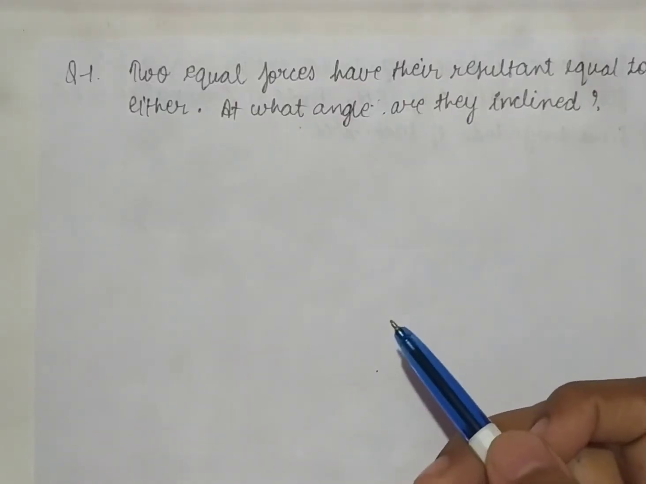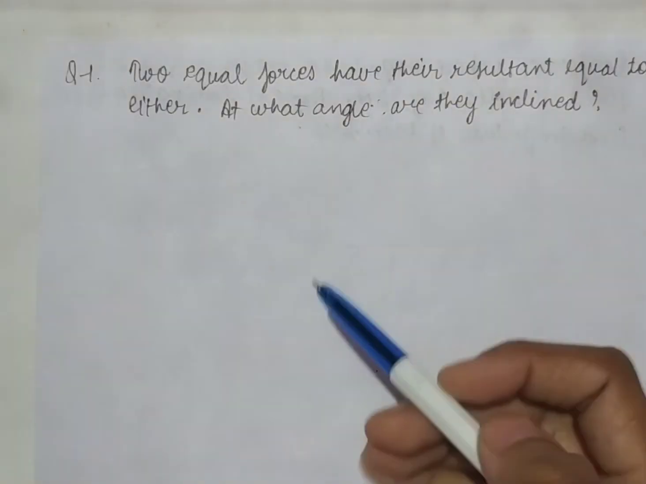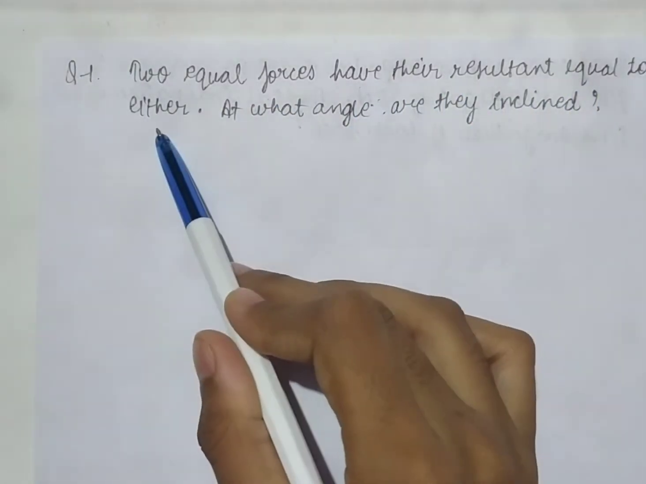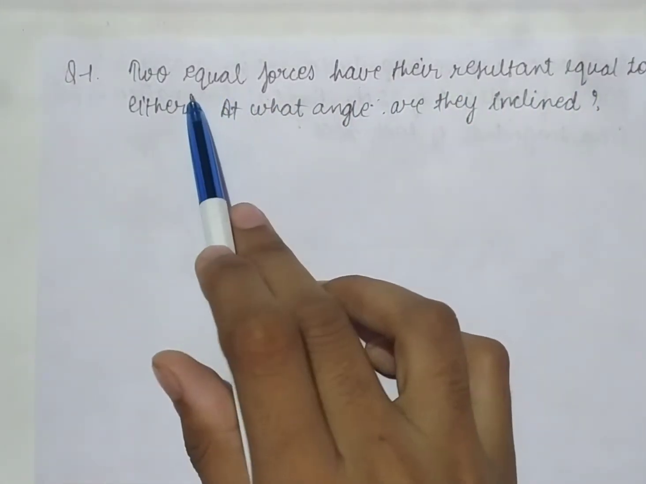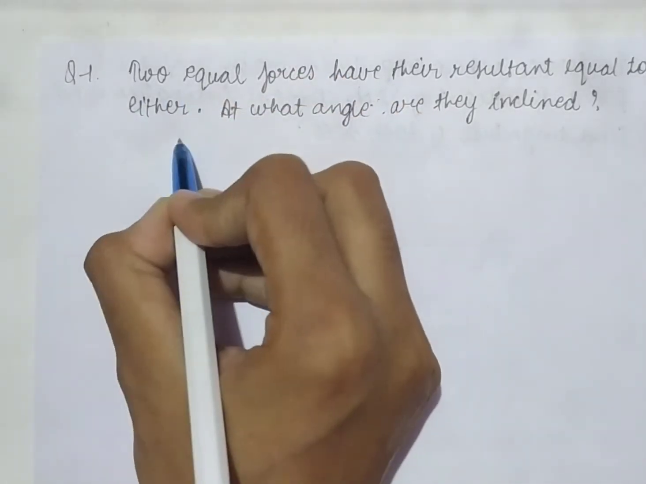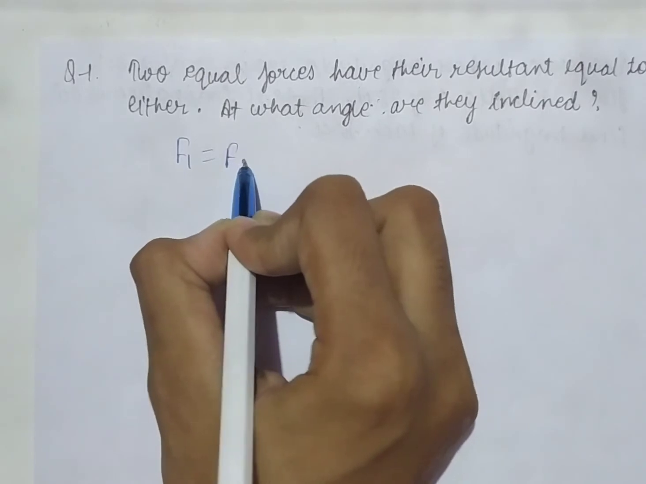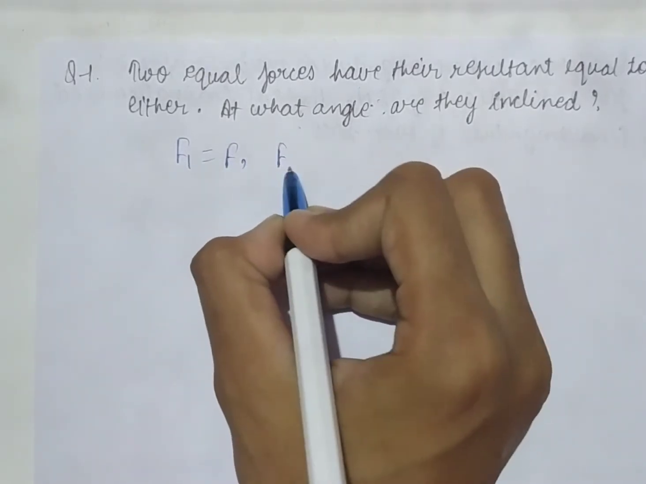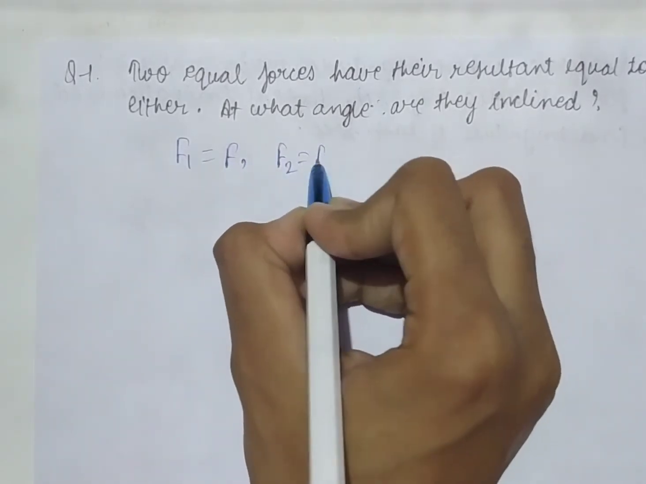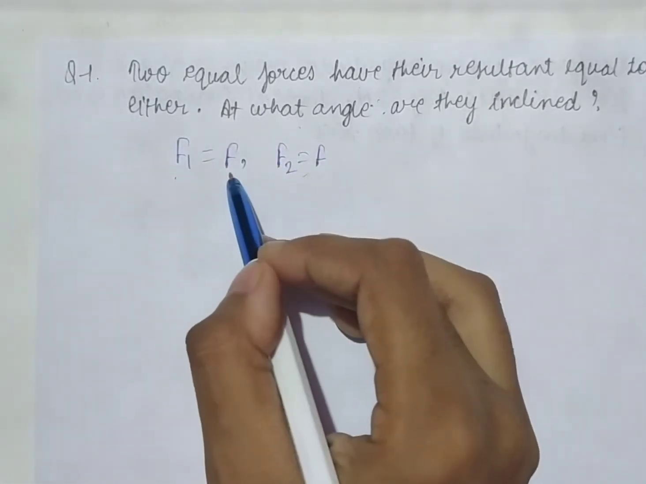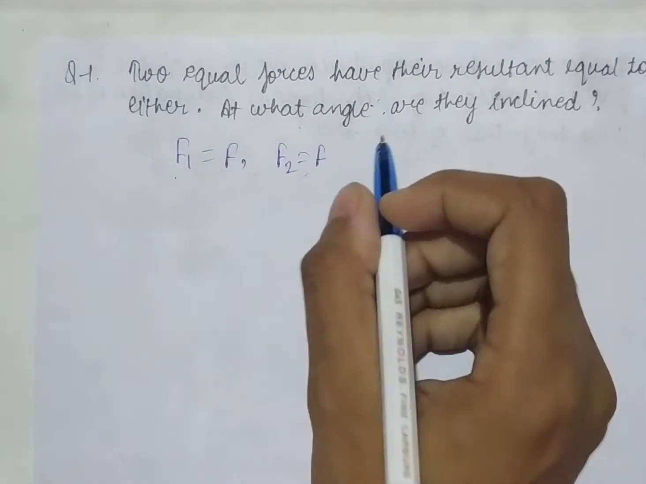Now let us take some numericals based on these formulas. See the first question, what is it saying? We have two equal forces that have their resultant equal to either. What does this line mean? It means that there are two equal forces. Let us consider the first force F1 as F, and the second force is also equal to F, because both the forces are equal. So we can take F for both the forces. Now what is this line saying?